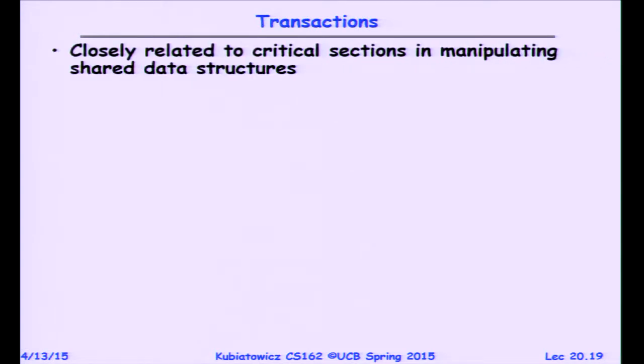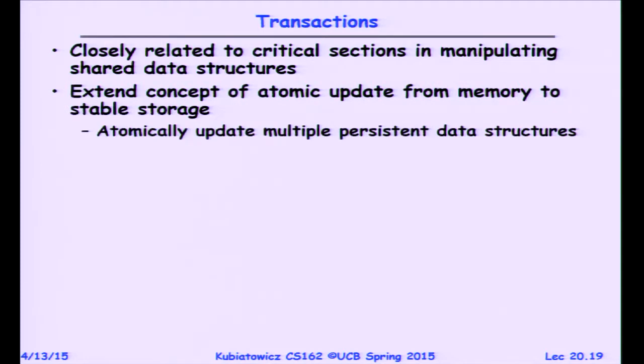Okay, good. So transactions are very closely related to the early part of the term where we talked about critical sections. It is basically expanding the concept of atomic update from memory to stable storage. If you remember, we talked a lot about atomic operations at the beginning of the term. We're now back to atomic operations as applied to disks. The idea is to update multiple persistent data structures on disk atomically.